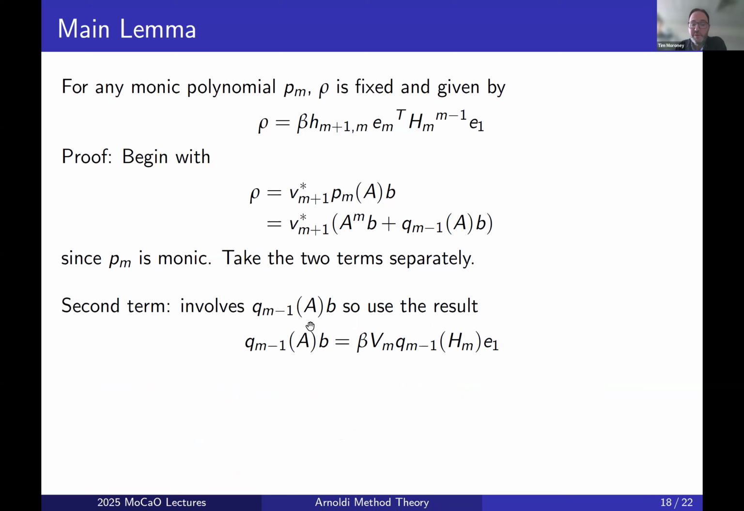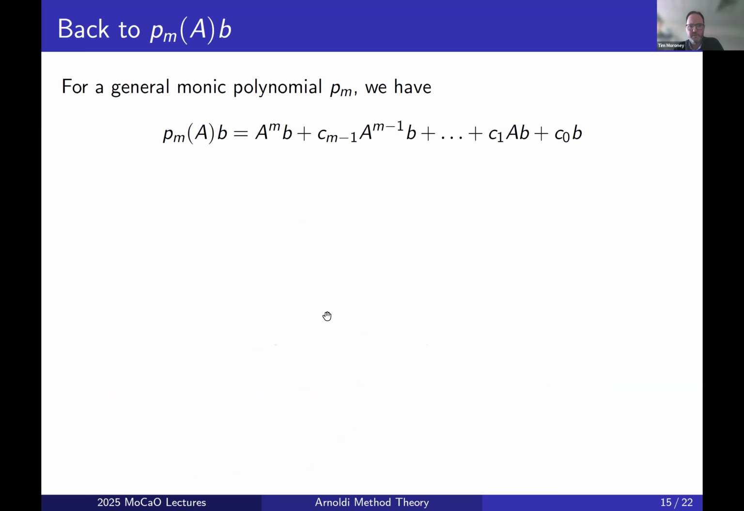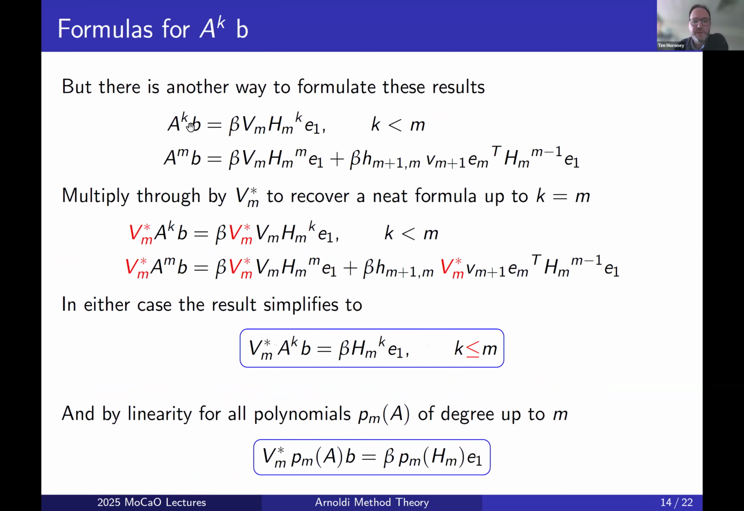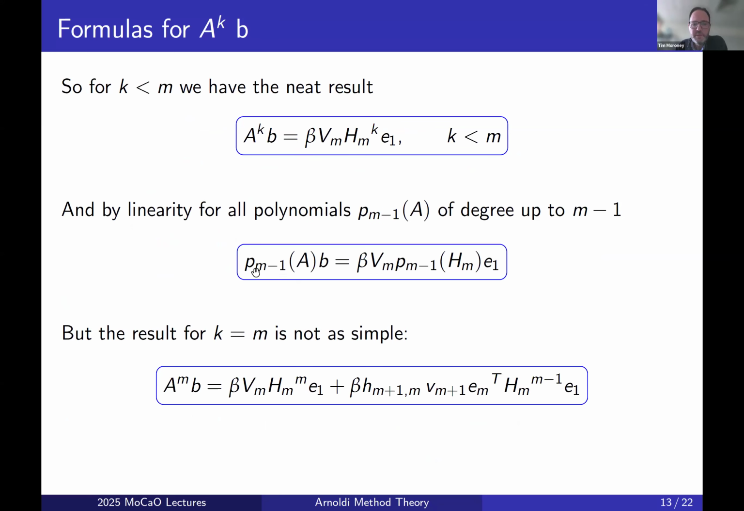The second term involves Qm minus 1 of A. Okay, and you remember that back here, we were able to simplify down powers of A times B for less than m to just this result. And indeed, by linearity, any polynomial of degree m minus 1 of A times B looks just like the polynomial of m minus 1 of H with the usual things front and back.